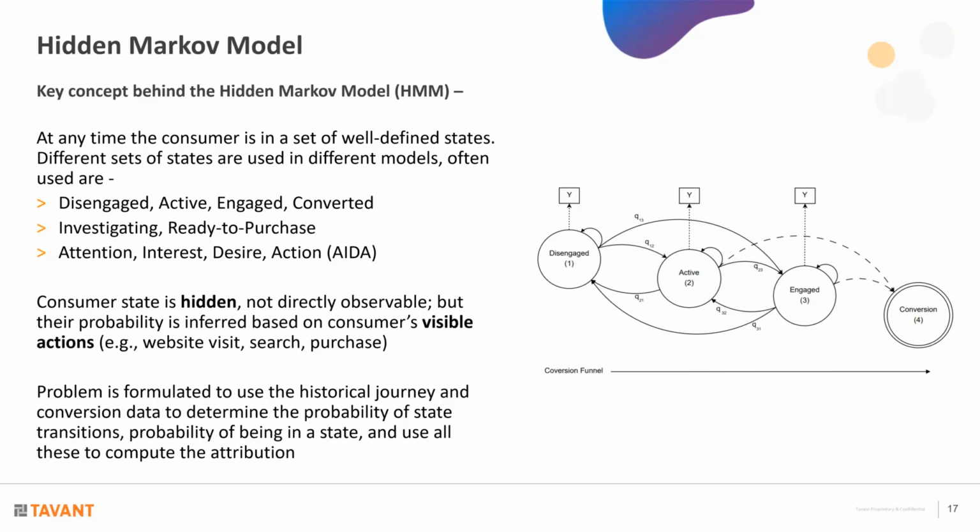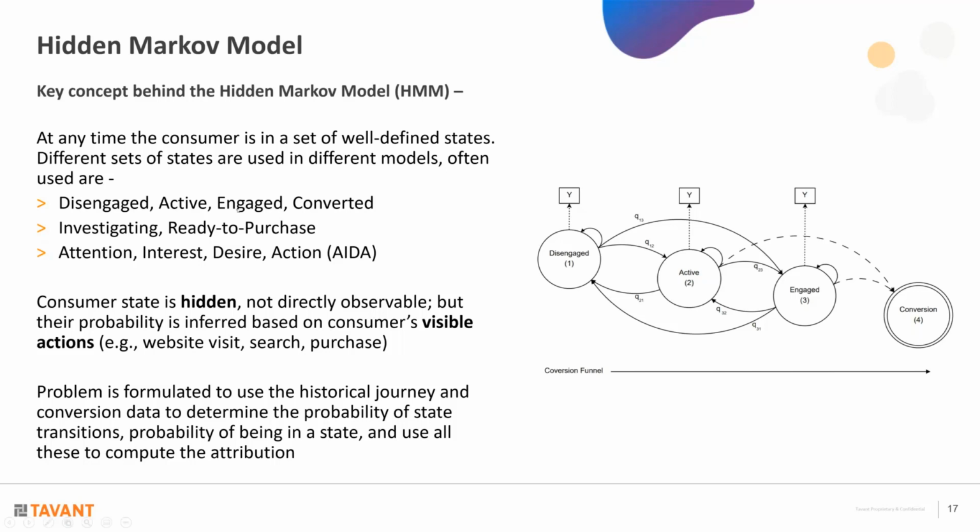For instance, clicking on the website, doing a search, or actually making a purchase. Those kinds of actions are visible, and using those, one can determine what state the person could have been in, and that's the core idea behind hidden Markov models, because it's looking at the actual states in which the customer can be at a given time, and that's where its power comes in, in my point of view.